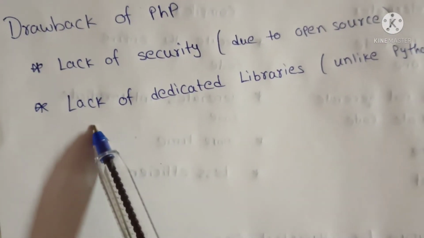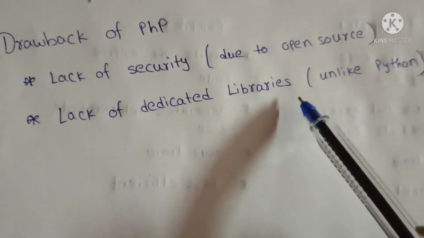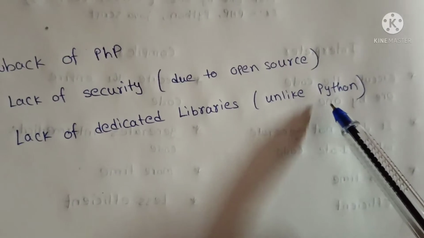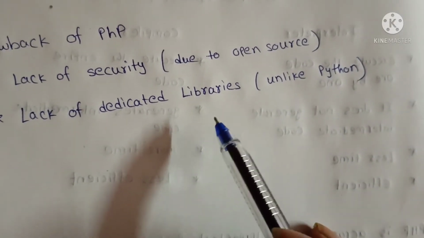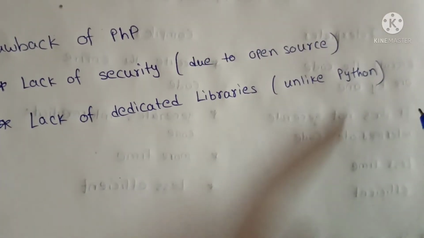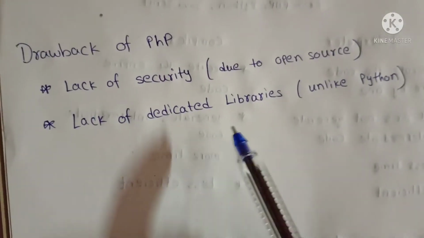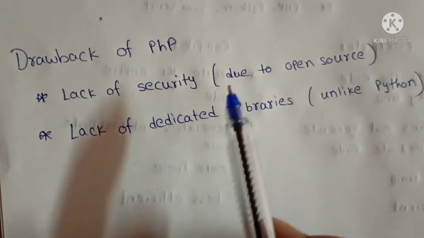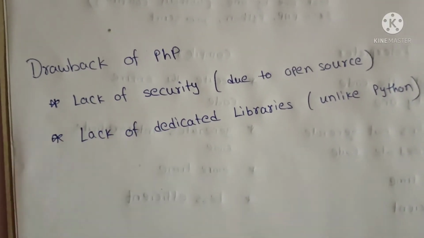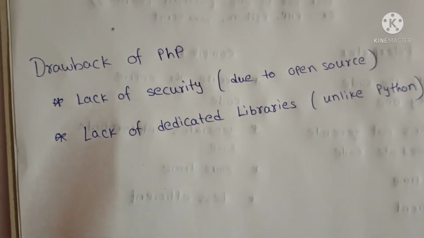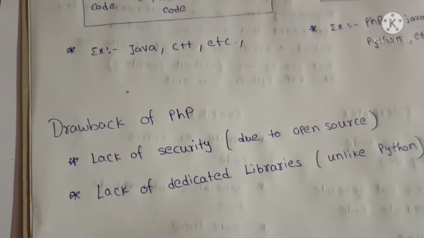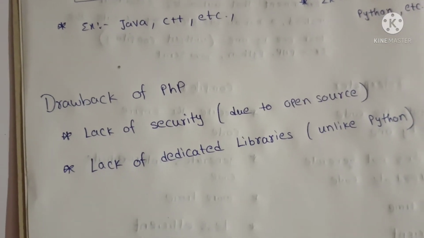The second one is the lack of dedicated libraries. It doesn't have dedicated libraries, unlike Python. For example, in Python, if we want to write the factorial code, there is an inbuilt function. In PHP we do not find that. So this is the main difference between PHP and Python, and PHP is lacking libraries. These are the drawbacks, and this is the small introduction to PHP.